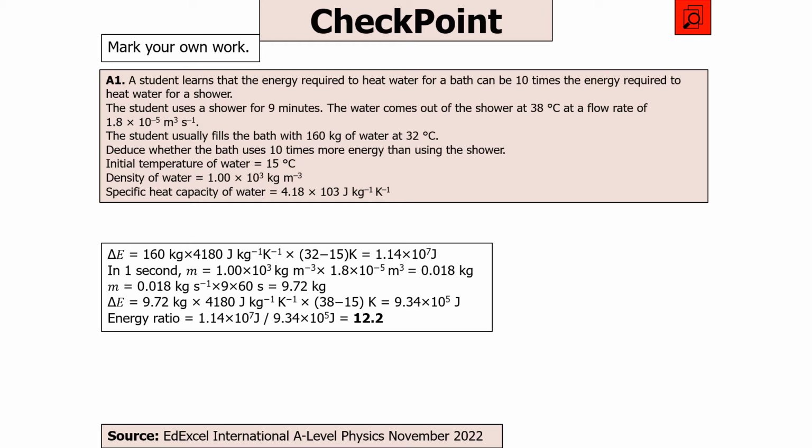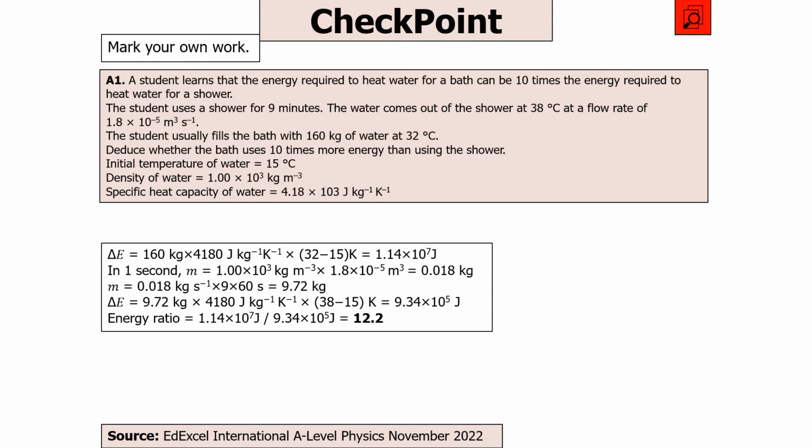What's the mass going to be? Well, in 1 second the mass is going to be the flow rate for that 1 second. So it's going to be 1 times 10 to the 3 kilograms per meters cubed times by 1.8 times 10 to the minus 5, because we're saying mass is density times by volume. So therefore it's going to be 0.018 kilograms.